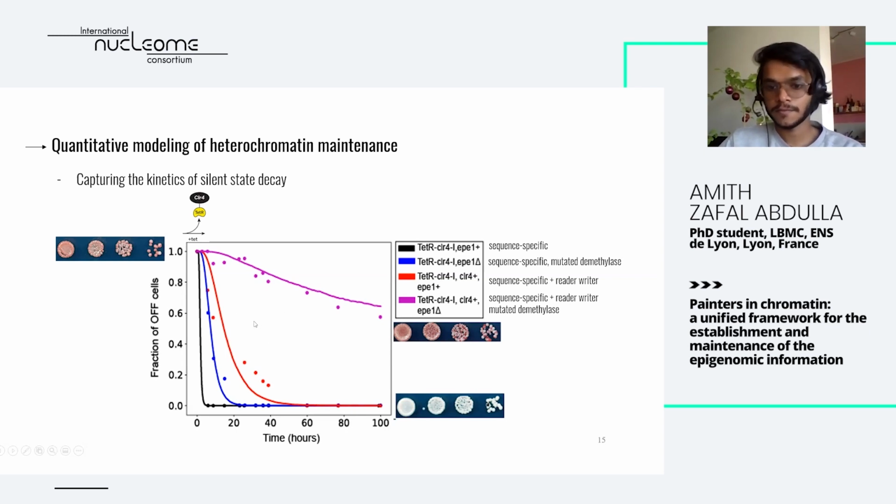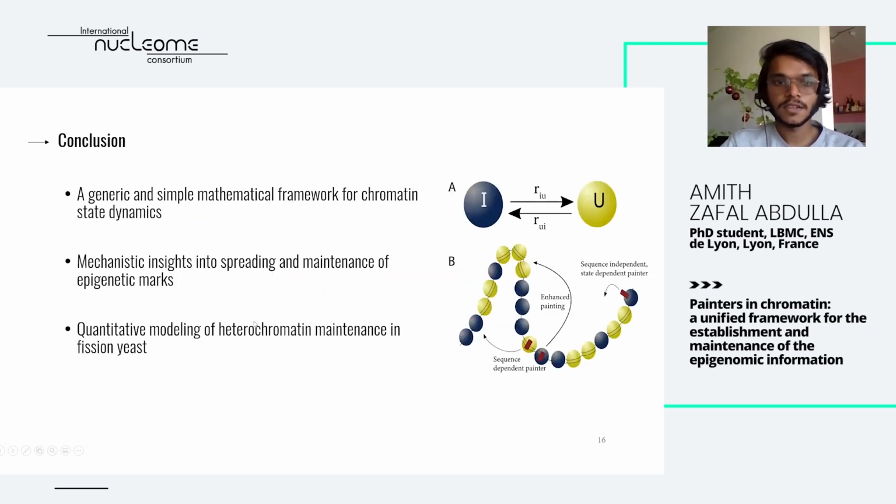To conclude, now we have a generic and simple mathematical framework for the chromatin state dynamics with some mechanistic insights. Also, we can relate the model with the experiments, and we can predict experimental observations.